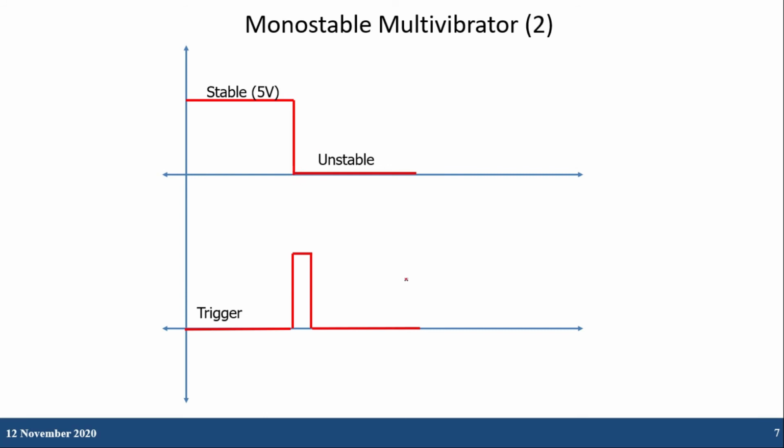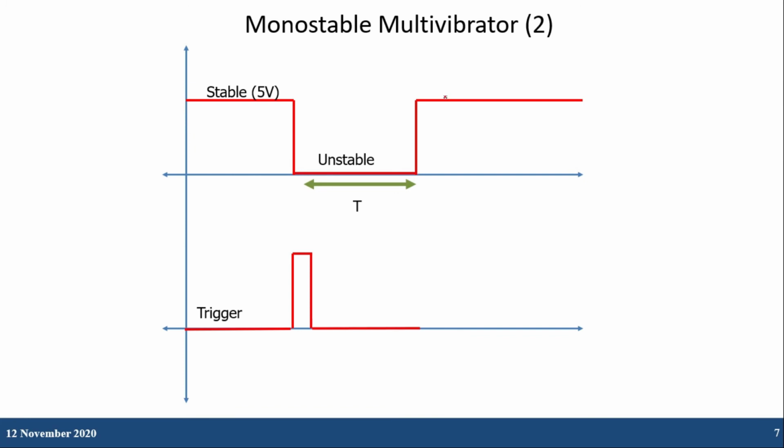So this type of multivibrator is used in timer applications. Let's say in a particular application, after some time of the triggering action, one requires to turn on this relay. So in this type of application, monostable is used. This is the monostable multivibrator.